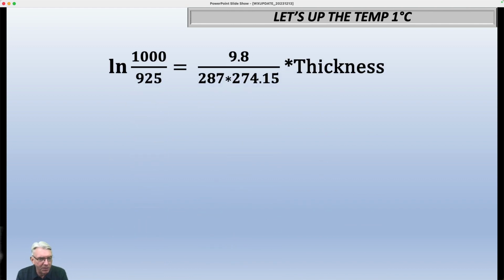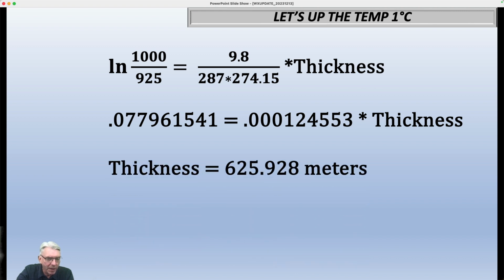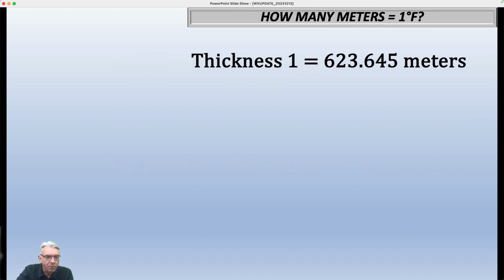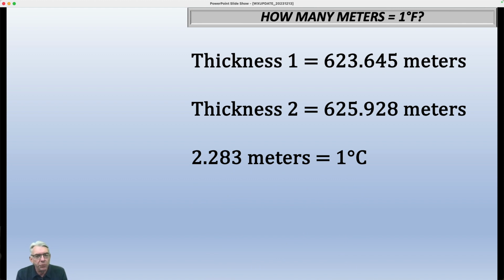So now the denominator on the right side is 287 times 274.15. And in that case, you get these numbers, and when you do the math, you get a thickness of 625.928 meters. So, thickness 1 is 623.645. Thickness 2 is 625.928. The difference is 2.283 meters, and so that equals 1 degree Kelvin or 1 degree Celsius.